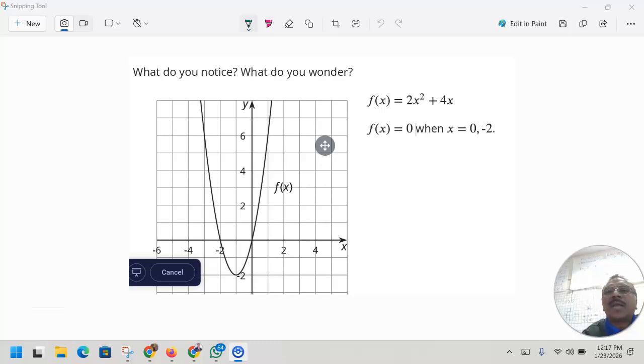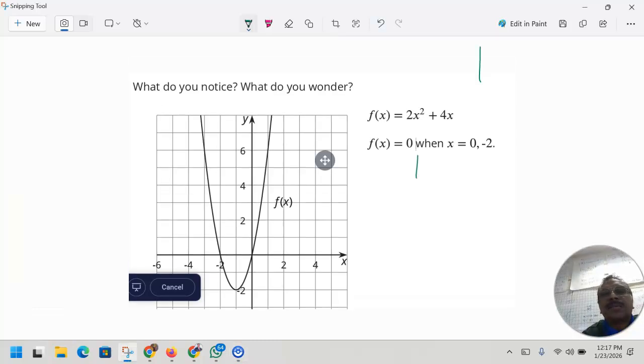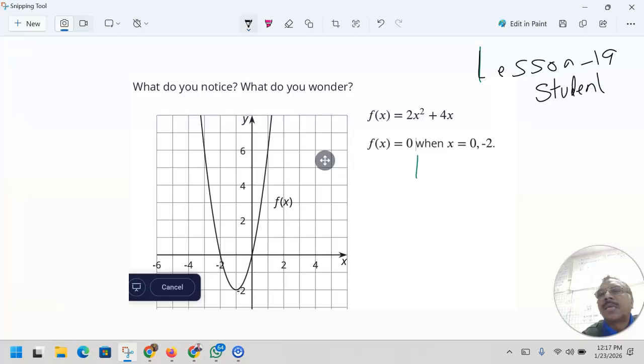So this is lesson number 19. Let me write it down. Lesson number 19 is about students' task. I always call this students' task, where students have to do this. Okay, what do you see and what do you notice?